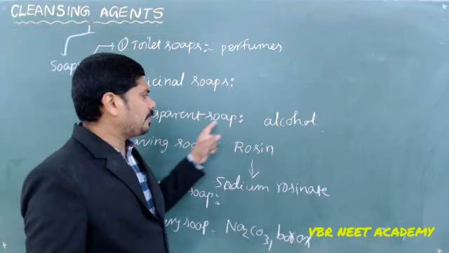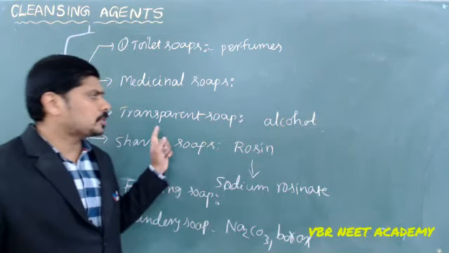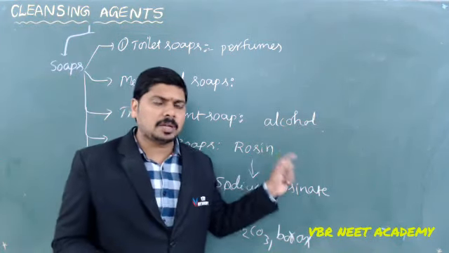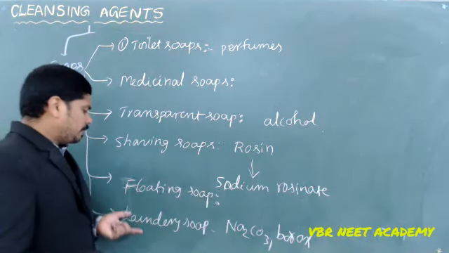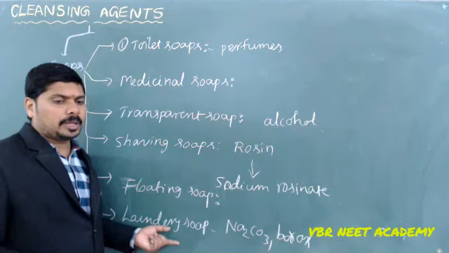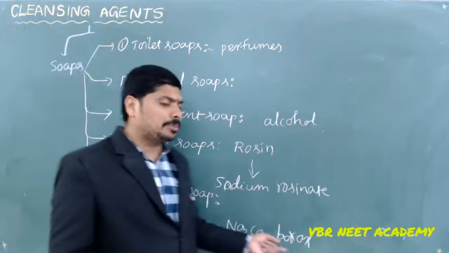Next, how are we going to prepare transparent soap? It is prepared by dissolving it in alcohol so that we get a transparent soap. And laundry soap has fillers like sodium carbonate and borax.